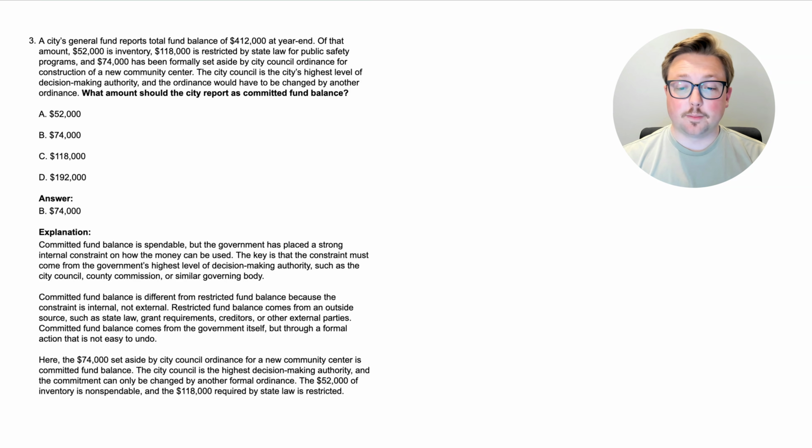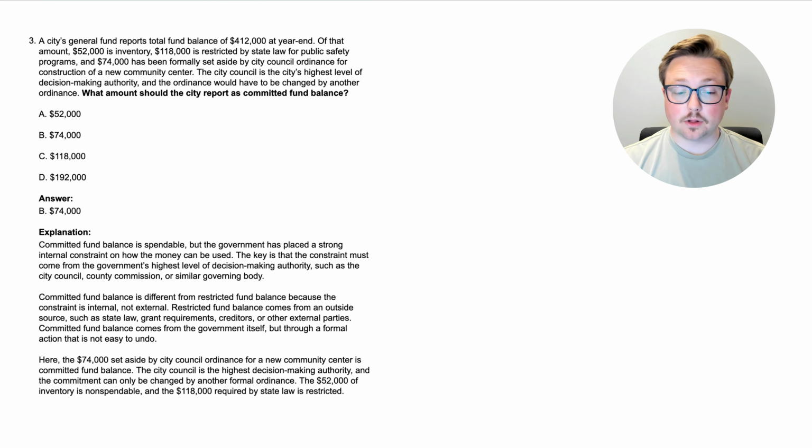Restricted fund balance comes from an outside source, such as state law, grant requirements, creditors, or other external parties like we just learned. Committed fund balance comes from the government itself, but through a formal action that is not easy to undo. So still really restricted, still for a very specific purpose, but the government is the one who set it apart, compared to restricted, which would be if it was an external party.